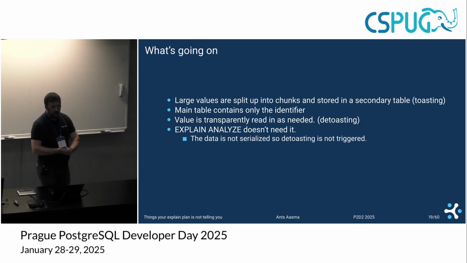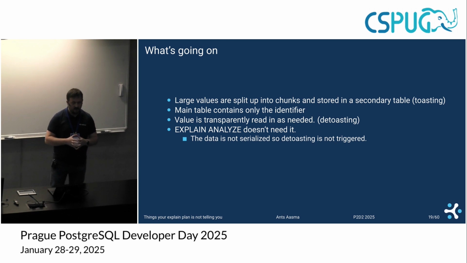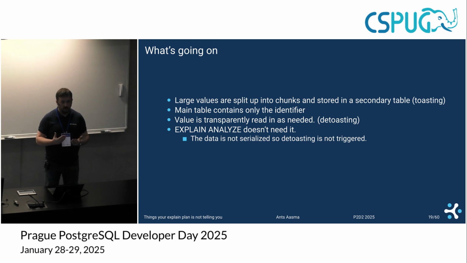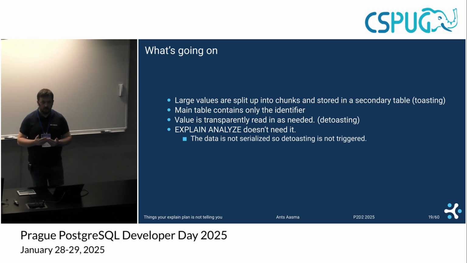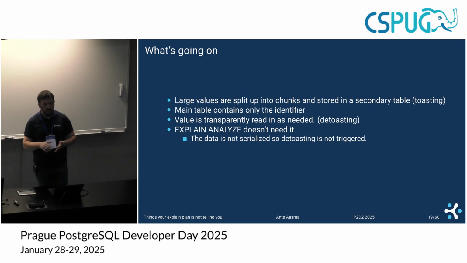So why are those two numbers so different? To get into it, we first have to understand how Postgres handles large values. As I said, we are using 8 kilobyte pages, and the values we are trying to store are 32 kilobytes. So to handle such large values, Postgres actually chops those up into 2 kilobyte pieces and inserts them into a secondary table that's called a toast table.